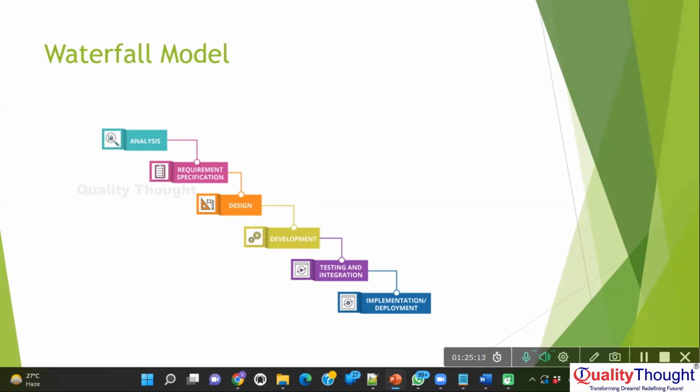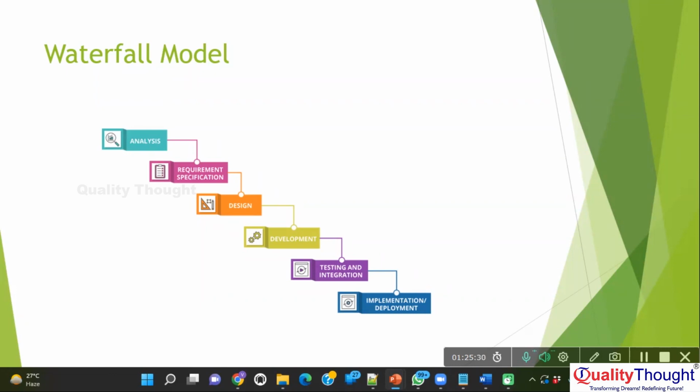And then they are going to do some tool selection, and also tentative planning, like what is the start date and end date of the project, what tools we require, how many resources, hardware systems and software we require. All these things are going to be analyzed.